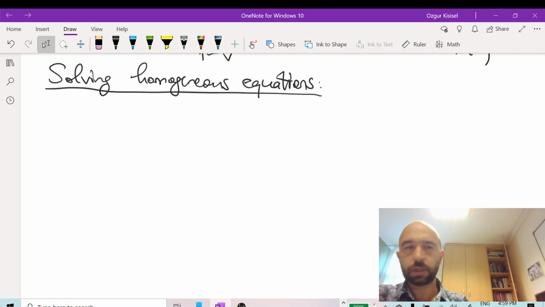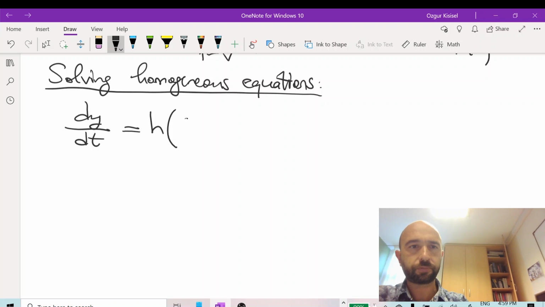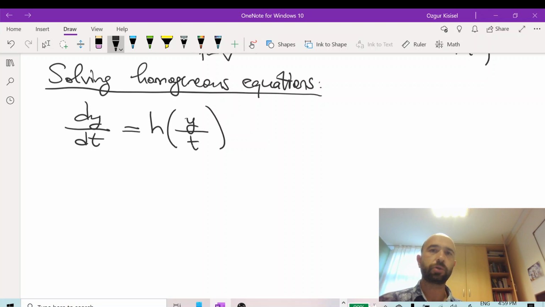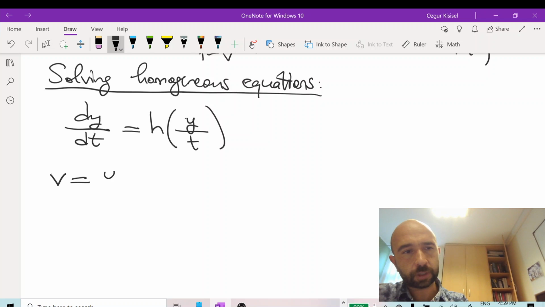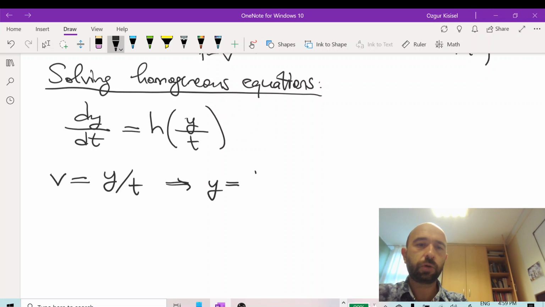Okay, now we have our homogeneous equation. We make a substitution. Substitutions were extremely useful in calculus, and they are also useful in differential equations. So let's say v equals y over t. Then, of course, y is equal to t times v.